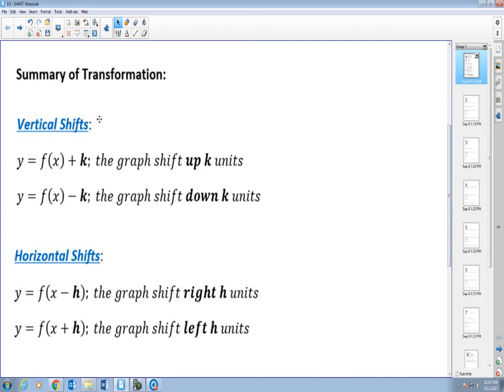Something called a vertical shift. A lot of our functions, like a U, for example, the vertex is located at the origin for a function simply like x squared. So if I add a number k behind my function, then the graph will shift up k units. If I plus 2, then the vertex will shift up 2 units. If it's a minus a number, so if this is a minus 2, then the graph or the vertex will shift down 2 units from the origin.